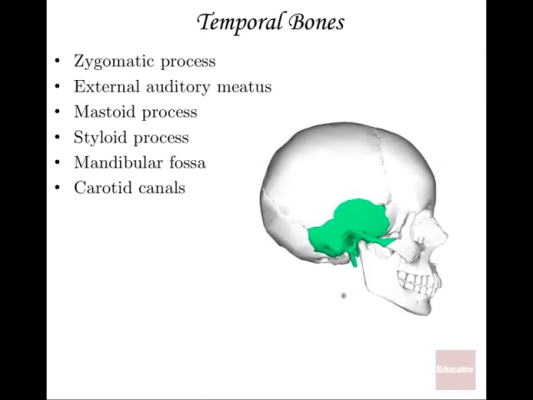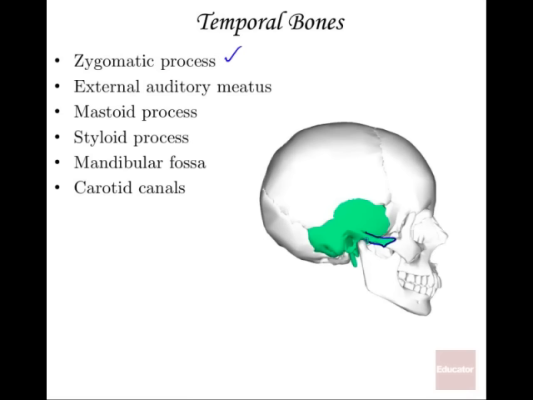The temporal bones, next to the temples of your head. There are several interesting things coming out of the temporal bone that are a very important part of its shape that I want to cover with you. First off, the zygomatic process. That's right here. And so that does connect to what's called the zygomatic bone.